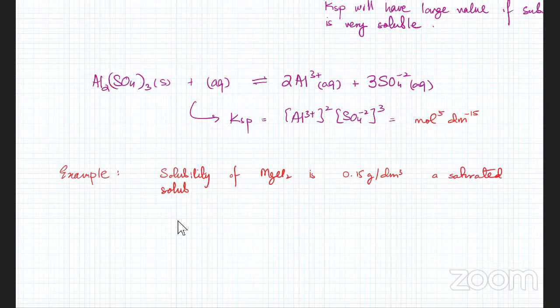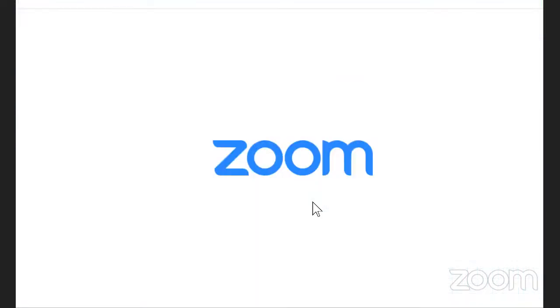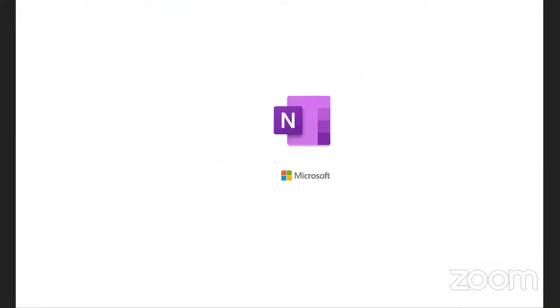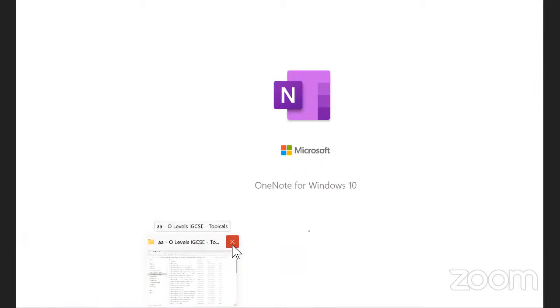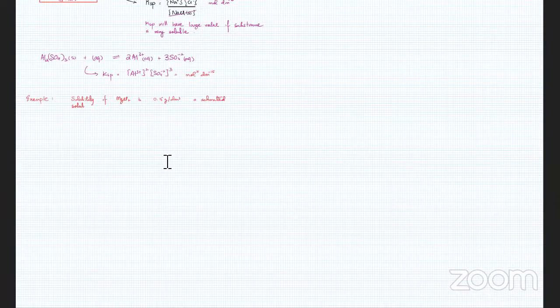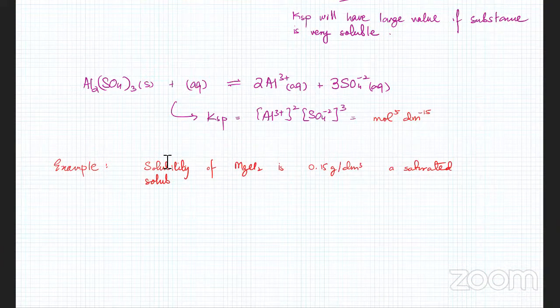In a saturated, just a second, let me start again. Here I had: solubility of MgCl2 is 0.15 gram per dm cube in a saturated solution. Now this is given.